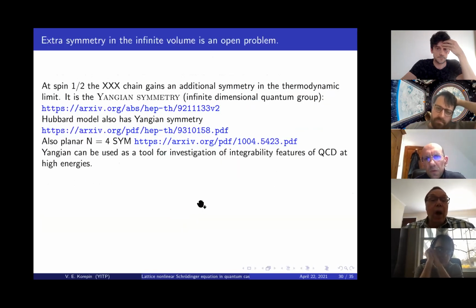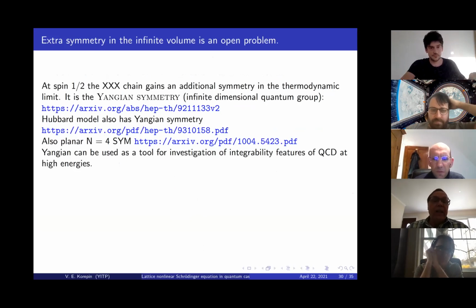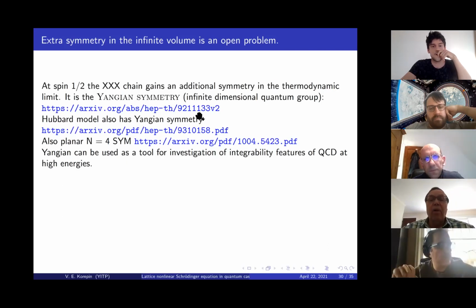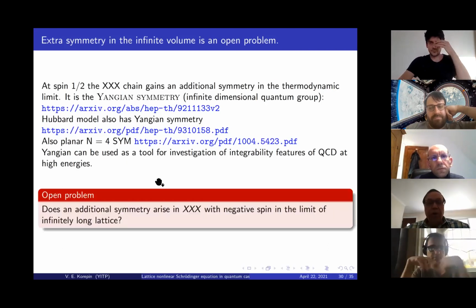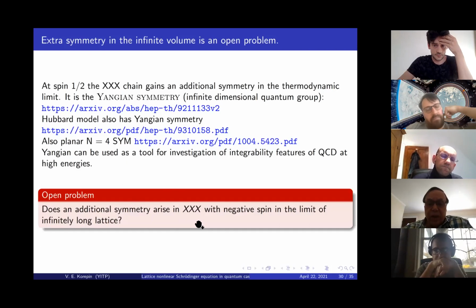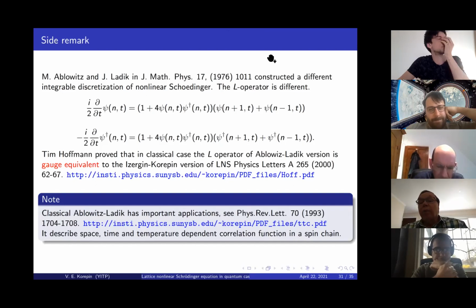Proceed to the next open problem. For the XXX spin 1/2, in the thermodynamic limit, for a very long lattice size, an additional symmetry arises. This is Yangian symmetry for the infinite spin chain. This similar symmetry, Yangian symmetry, also arises in the Hubbard model, a one-dimensional model. Also recently in quantum field theory, these Yangian symmetries are very important. Beisert and Staudacher wrote papers about Yangian symmetry of supersymmetric Yang-Mills in four dimensions. So the open problem is, let's come back to our XXX with negative spin. Maybe some new symmetry arises in the thermodynamic limit of the infinitely long lattice. That's an open problem. Now, for the time being, let's have a break from open problems.